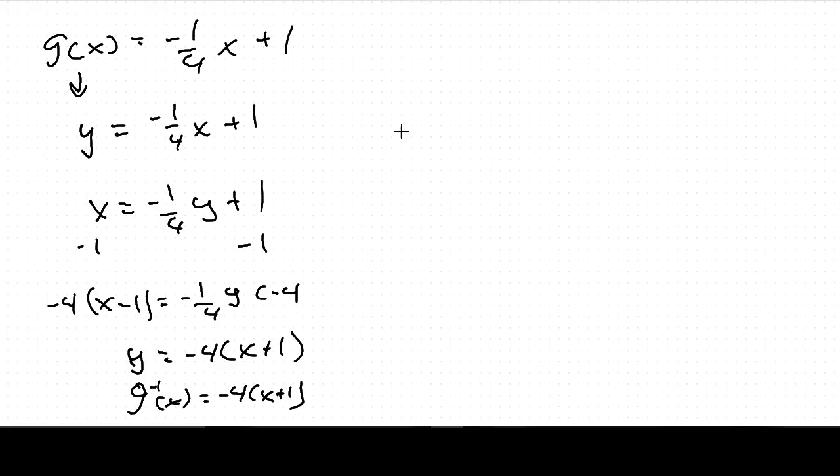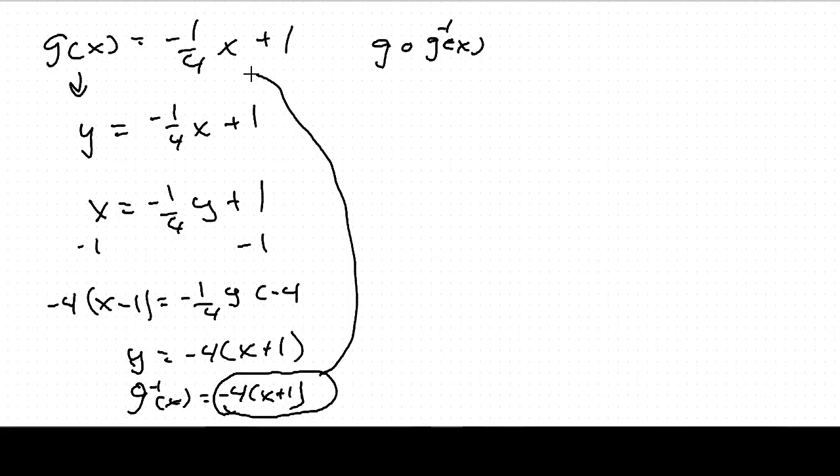And this is the check. If I take g of x and I plug it into g of x inverse, that's called a composite function. If I stick it in there and I end up getting x, then I've done the right thing. So what I'm going to do is take this whole thing and substitute it in for x there.